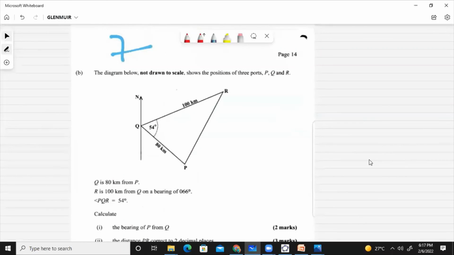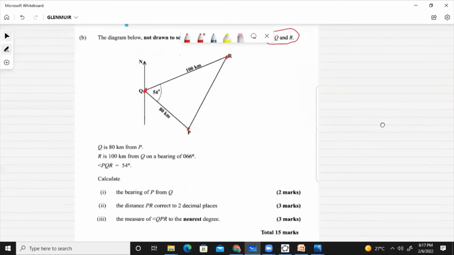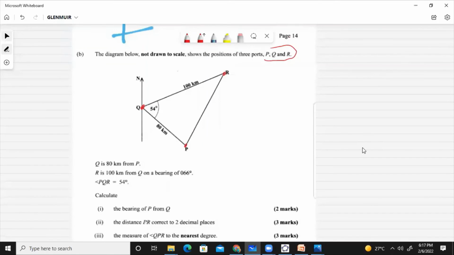All right, so here it is now. We have this one. It says the diagram below, not drawn to scale, shows the positions P, Q, and R. So three ports, P, Q, R. Where is P? We have P here, there's Q here, and then there is R right there. This one, they didn't have a lot of sentences, but they're just having some little bullets. Like they said, all right, Q is 8.